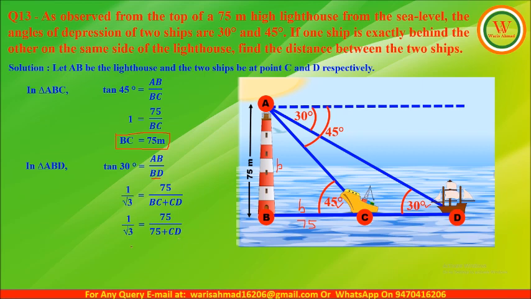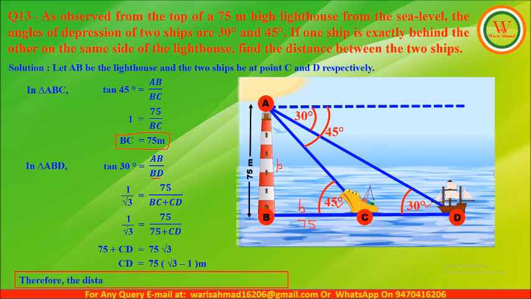Now we will do the cross multiplication. So here we can write (75 plus CD) into 1 will be equal to 75 plus CD, and 75 into root 3 we can write here. So finally we can write CD equals 75 root 3 minus 75. When we take 75 as a common factor, then we can write 75 into (root 3 minus 1) meters. So finally we can write here the distance between the two ships is 75 (root 3 minus 1). So CD is the distance between the two ships. So here we can write CD equals 75 (root 3 minus 1). That is the final solution of this question.